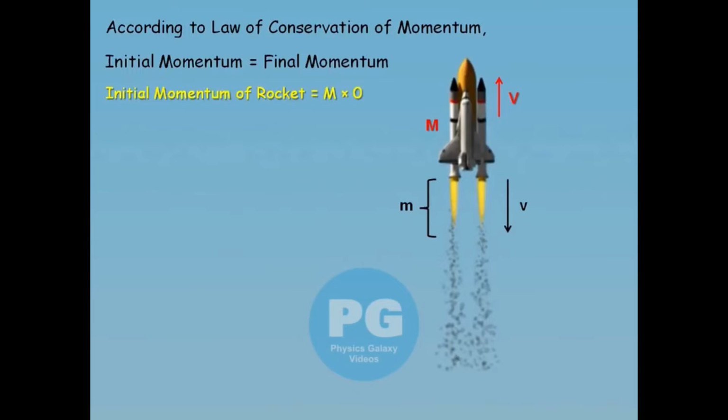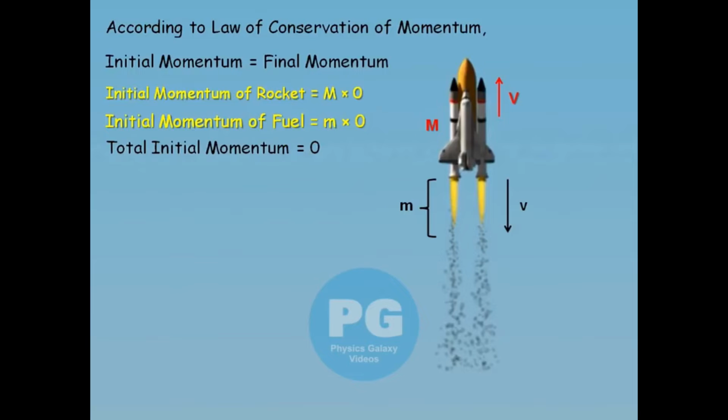Now the initial momentum of the rocket can be stated as mass into velocity. Initially the rocket was at rest, so its velocity was 0. So the initial momentum of the rocket is M into 0, that is 0. If we talk about the initial momentum of the fuel, initially the fuel was also at rest. So the mass into velocity of the fuel is again 0, so the initial momentum of the fuel can be given as m into 0, that is again 0.